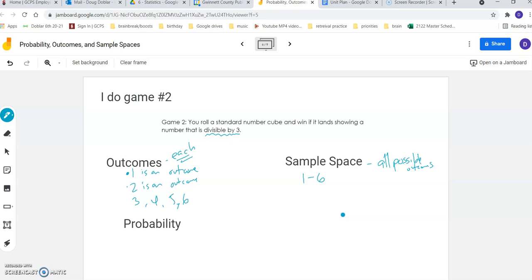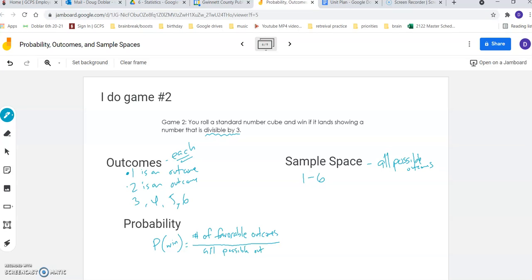Let's talk about your probability that you win this game. Probability of win, let's say here. Any probability is the number of favorable, or good, or winning outcomes out of all possible outcomes.